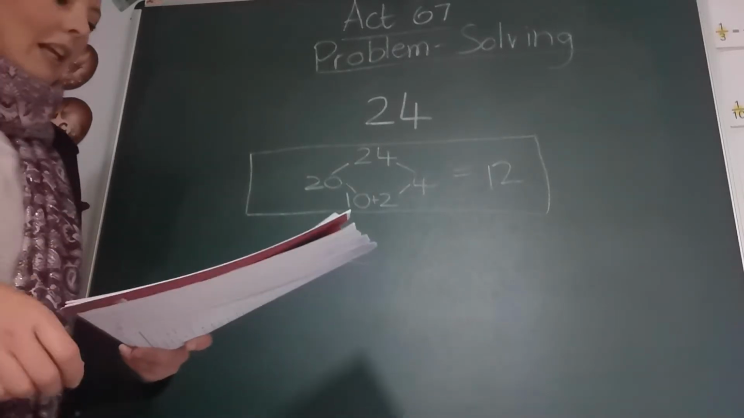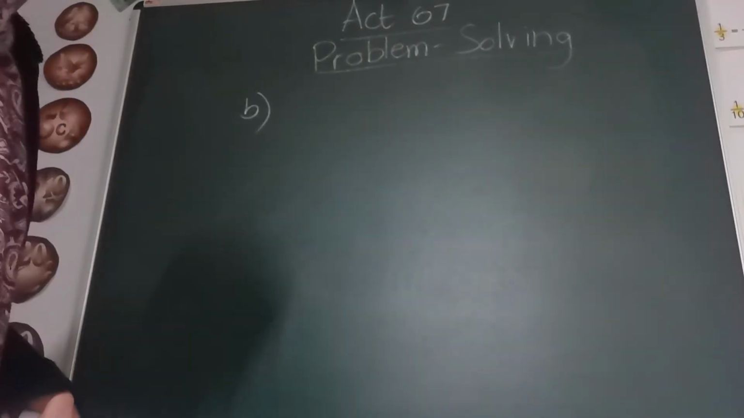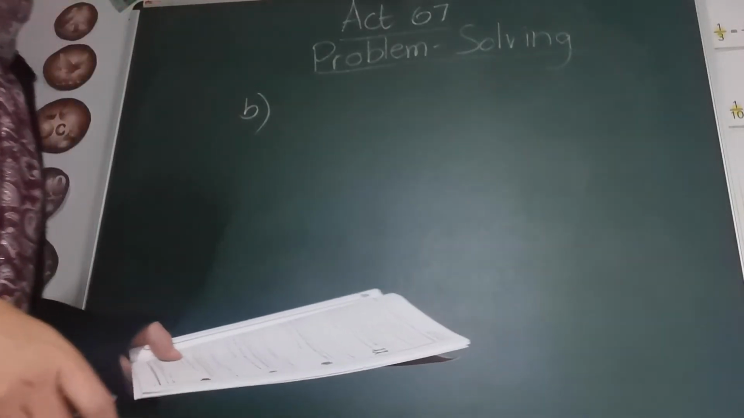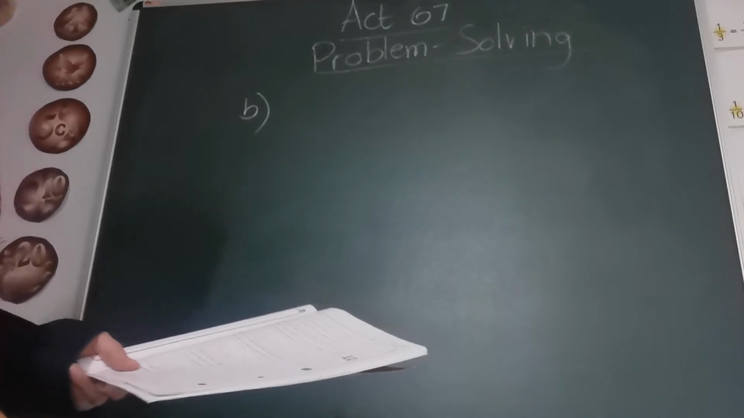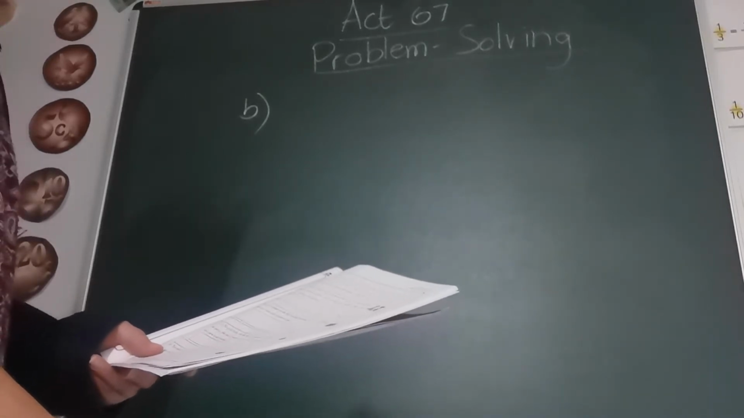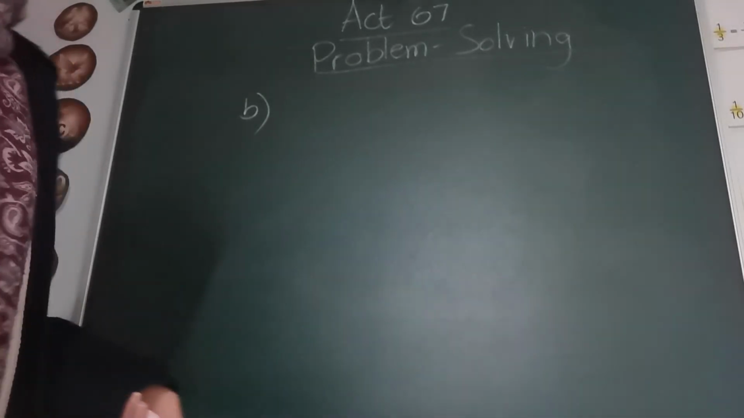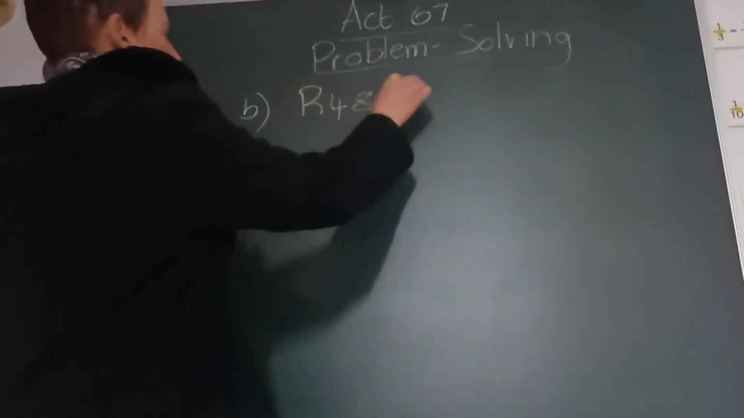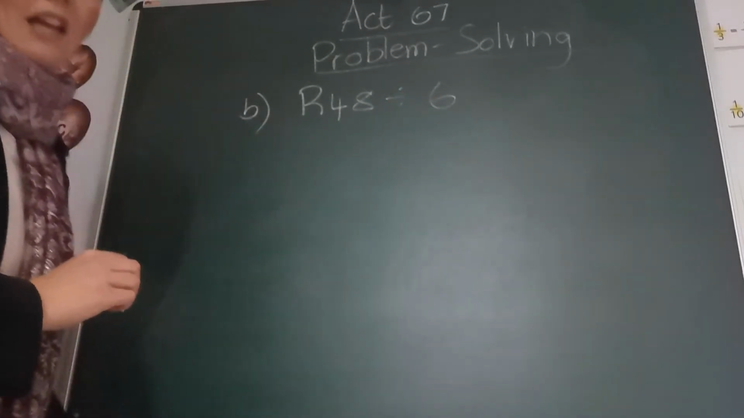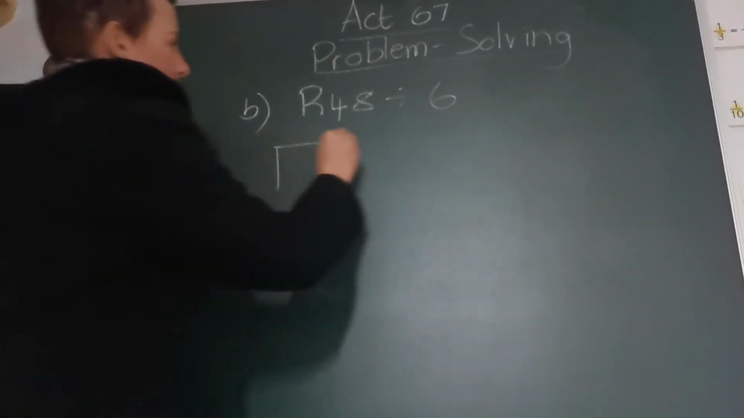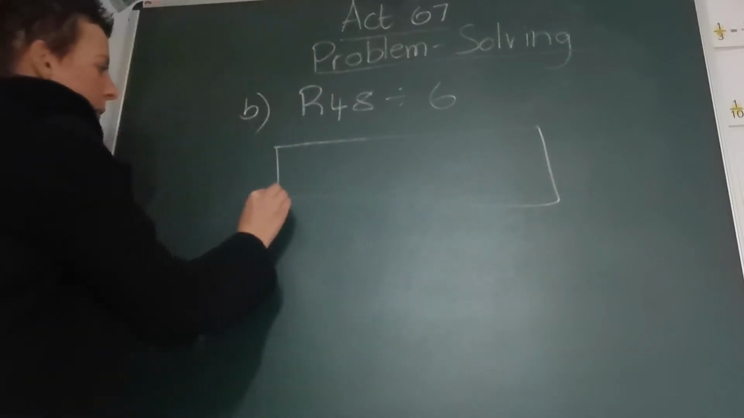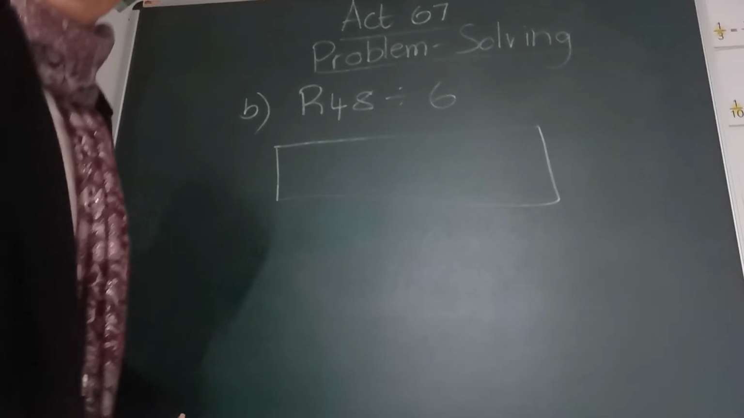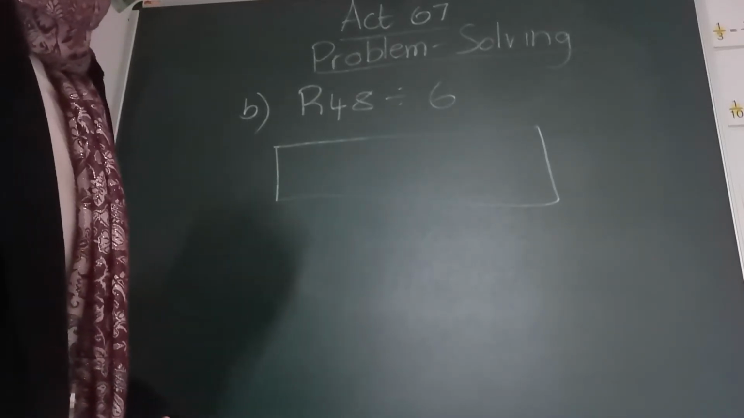Okay, then let's do B. Okay, so B says, Barry's grandpa divides 48 rand equally between his 6 grandchildren. How much does each grandchild get? So 48 divided by 6. Okay, so in your block, I want you to go draw 48 circles.